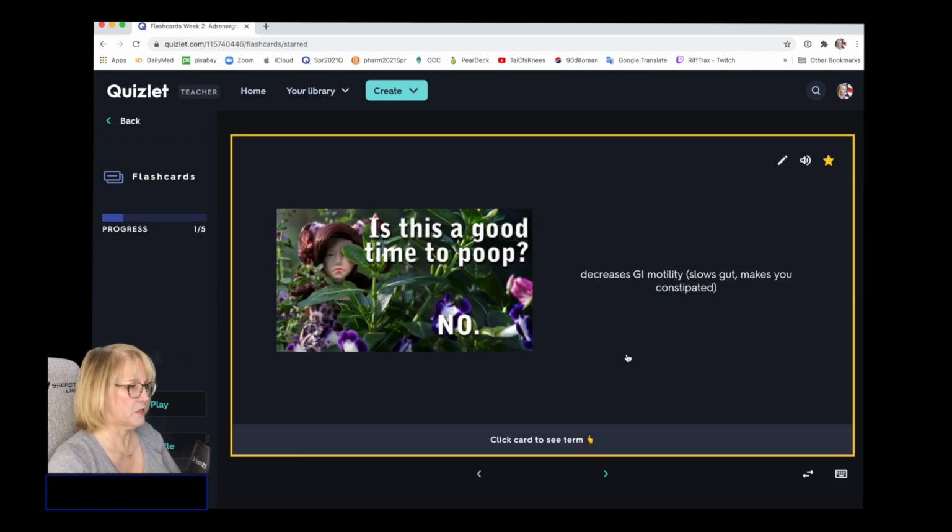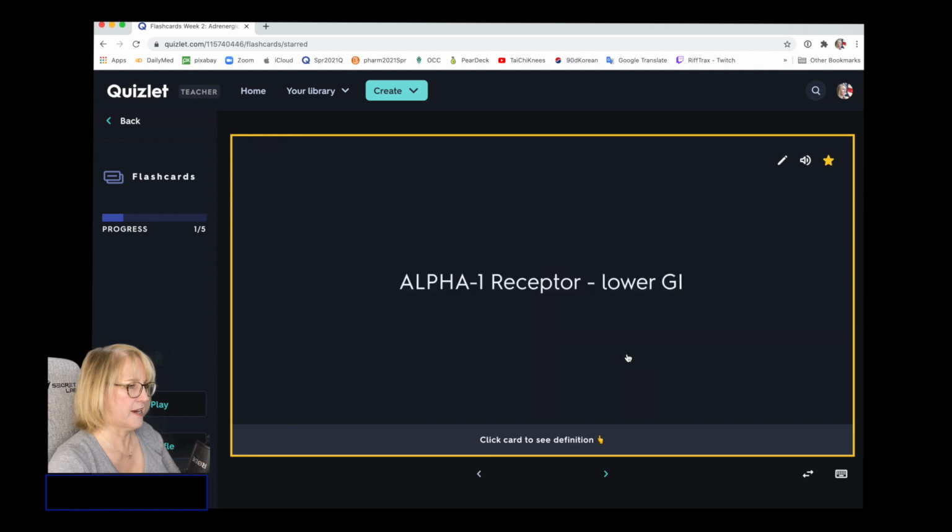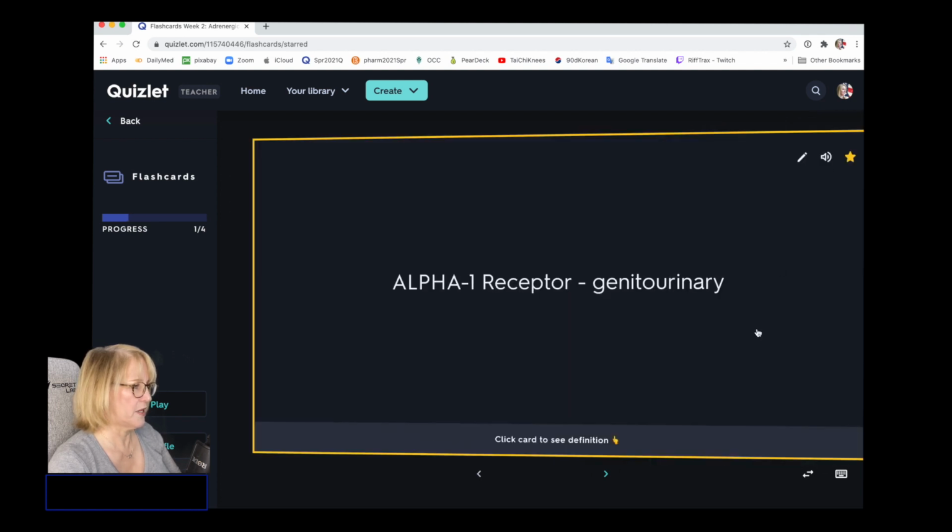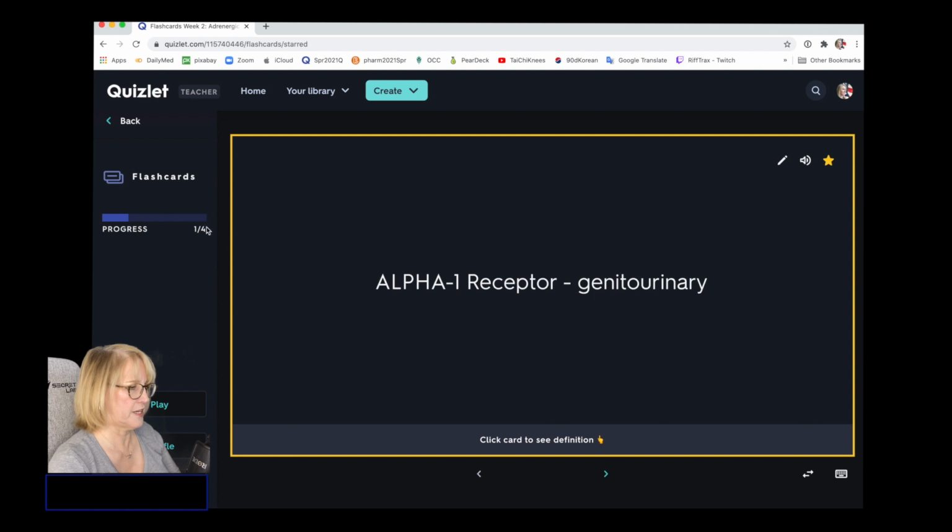And similarly here, alpha-1 receptor, lower GI. Okay, alpha receptors make you constipated. And now let's say I know it, so I click that to show that I do know that one. And now there's only 4 starred flashcards and so forth.